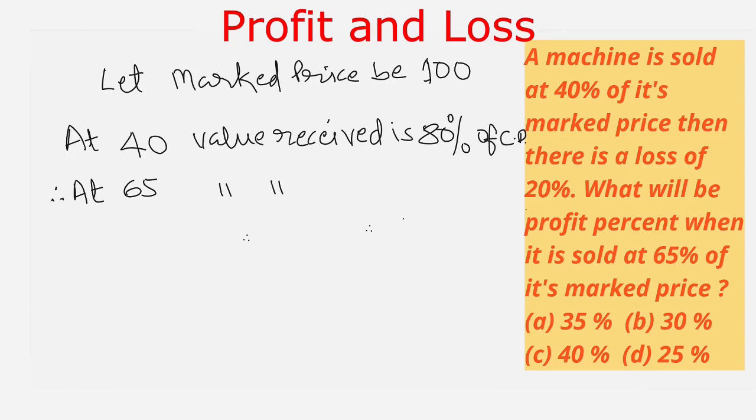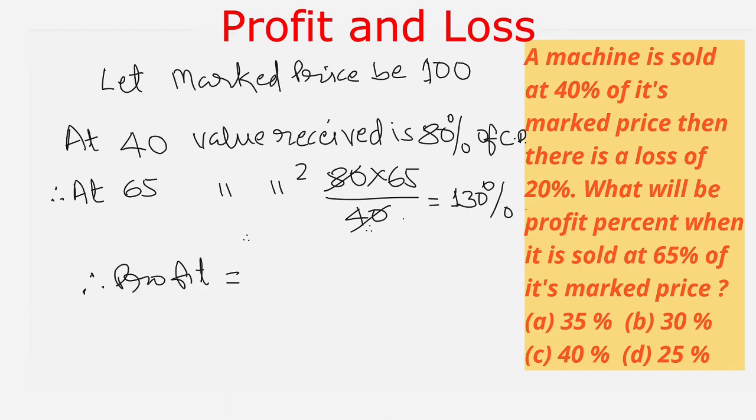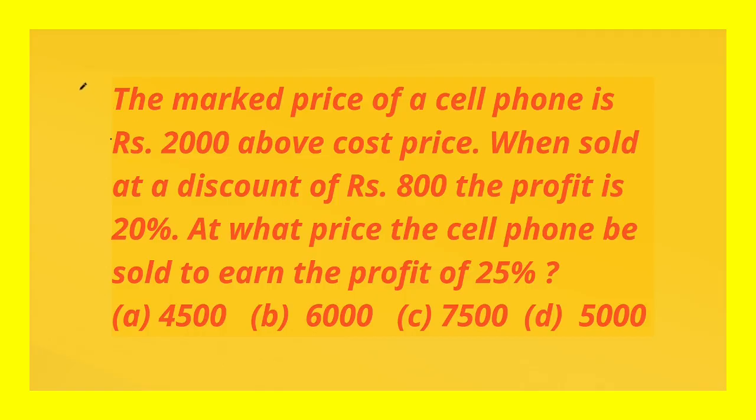Therefore, at 65, value received will be 80 multiplied by 65 divided by 40. 40 cancels 80 for 2 times, and 65 times 2 is 130%. And this is 130% of cost price. Therefore, profit is 130% minus 100%, which is 30%. It was easy question. And from the given options, our answer is option B. We go to the next question.